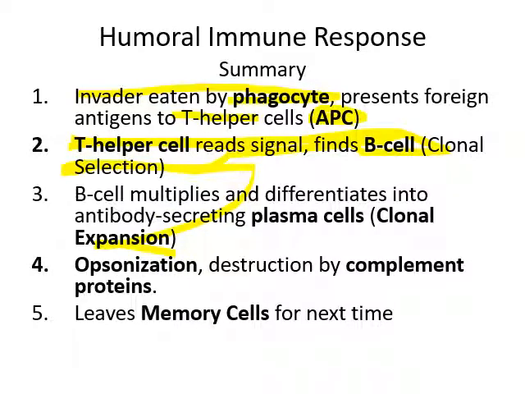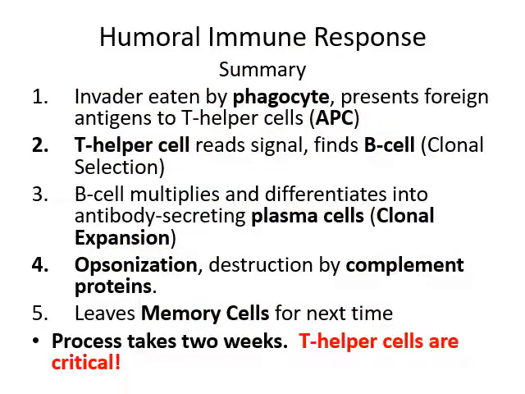Those B cells differentiate into plasma cells, which secrete antibodies which opsonize the foreign invader, and the foreign invader is then destroyed by more phagocytes or by complement proteins. And at the end, we leave memory cells behind. This process takes about 2 weeks. And notice that the T helper cells are the weak link in the chain.